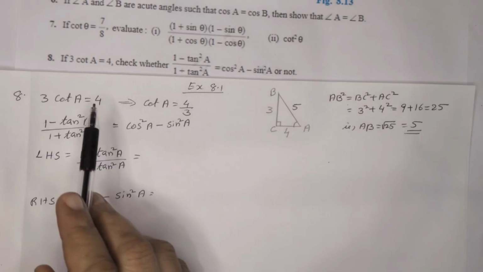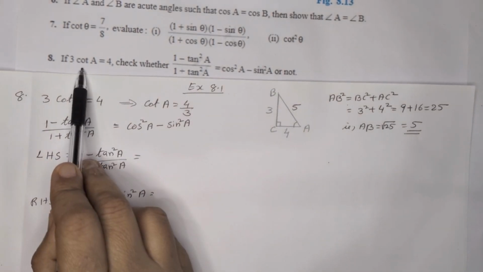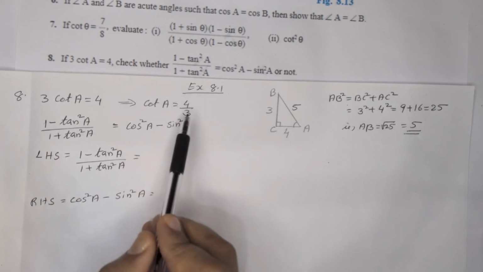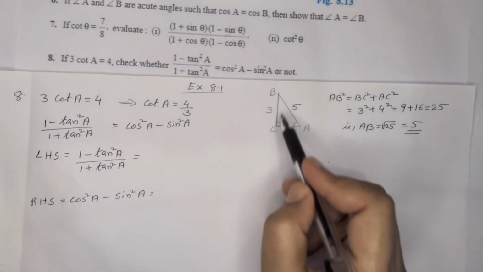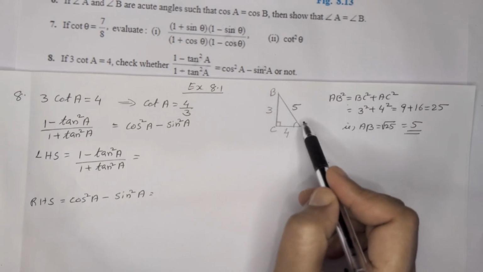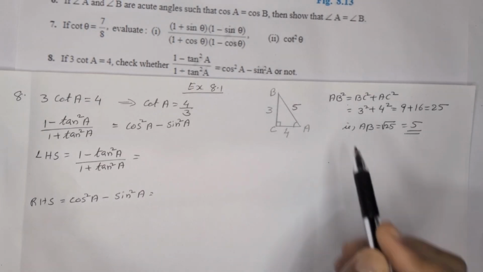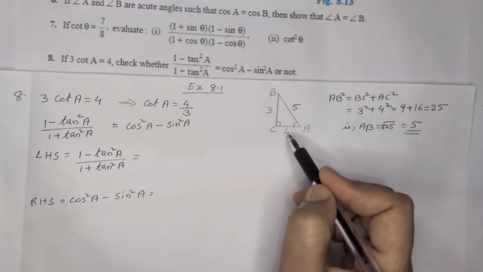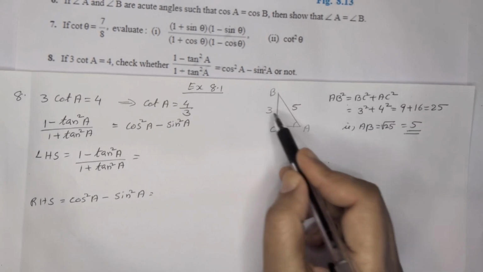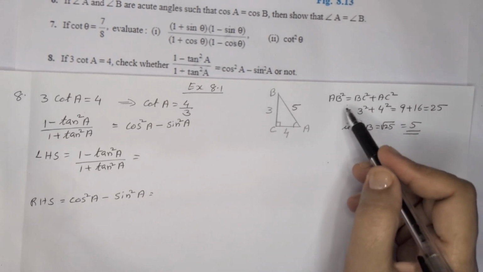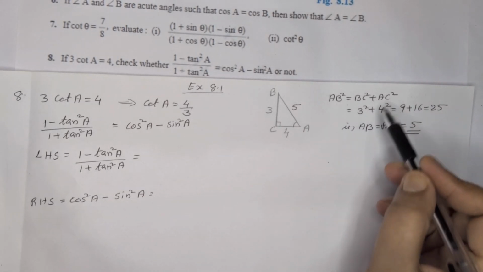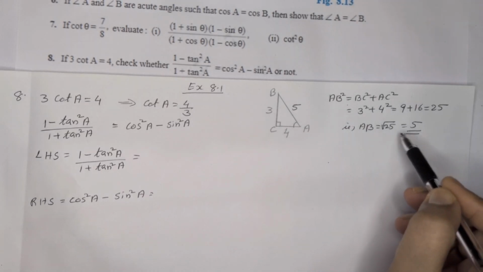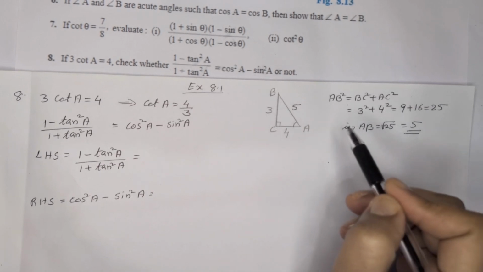Question number 8. If 3 cot A is equal to 4, which means cot A is equal to 4 by 3. Just draw a rough figure. Triangle ABC, right angle at C. And based on angle A, cot A means adjacent by opposite, so 4 by 3. Then by Pythagoras theorem, AB square is equal to BC square plus AC square. Hypotenuse square, we will get AB is equal to 5.